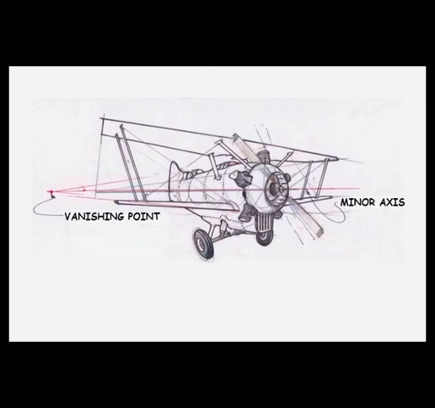Another way to illustrate the minor axis is to relate it to the propeller on an airplane. Here the minor axis of both the propeller and the fuselage are parallel to the center line of the plane. Therefore, they go to the same vanishing point. Remember when creating perspective drawings that all parallel lines go to the same vanishing point.